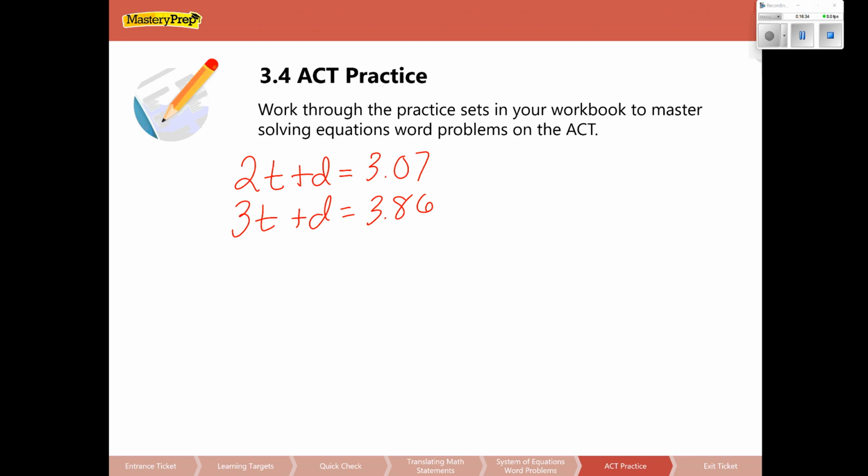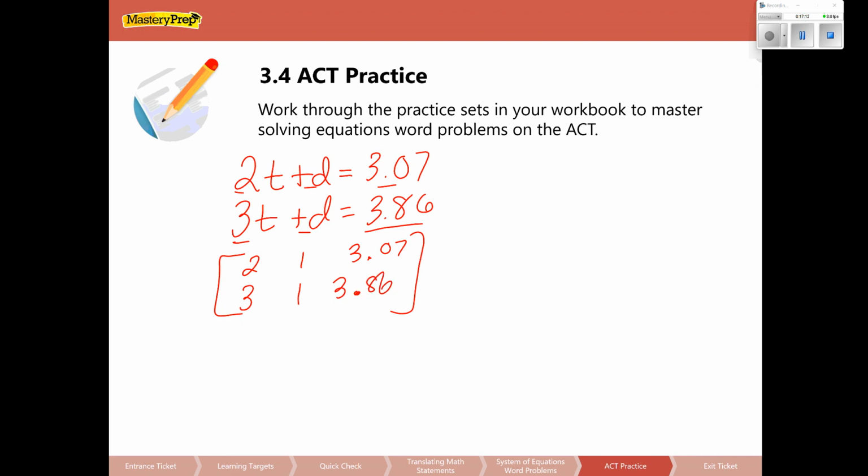Now, we went over this once before in Algebra 2, but we can rewrite this system of equations as an augmented matrix. And in an augmented matrix, we're taking all the numbers, the coefficients. So here, we're taking the numbers in front of the variables and the number itself. So we would have 2, 1, 3.07. And in the second one, we'd have 3, 1, 3.86.